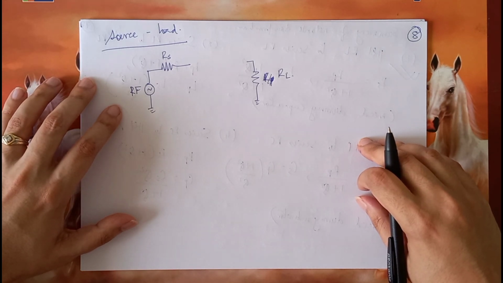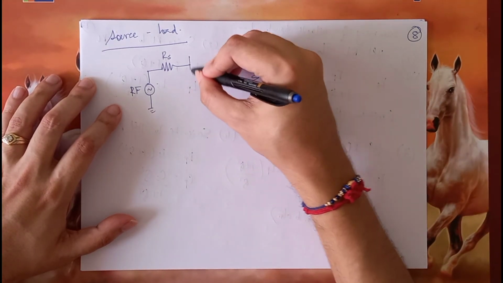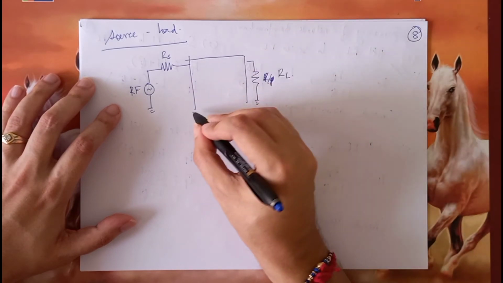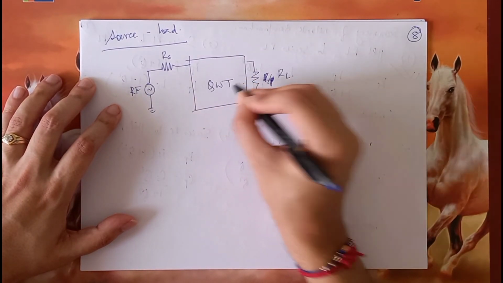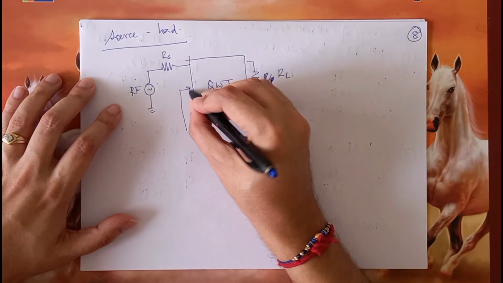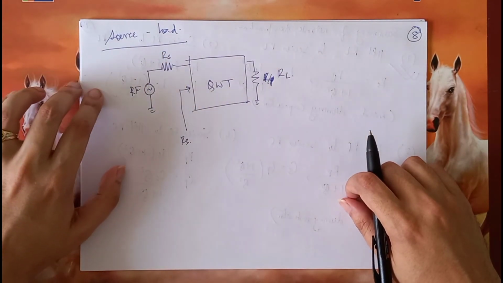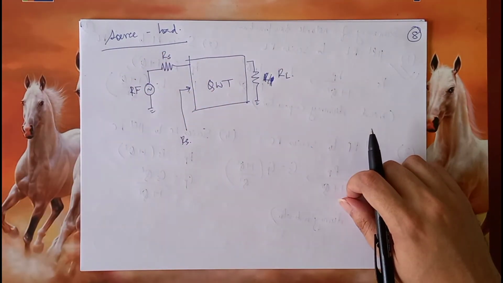So if that is not possible, one thing that we can do is to have a quarter wave transformer, where it converts this impedance RL into something that looks exactly like RS. Thereby, it will cause the maximum amount of power transfer to happen to the load.